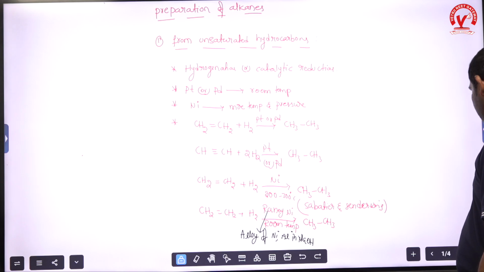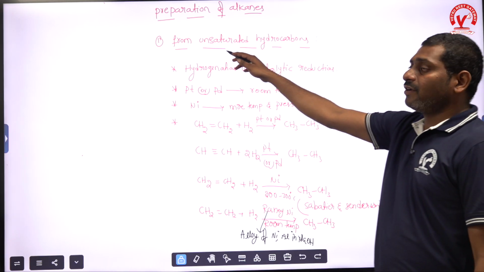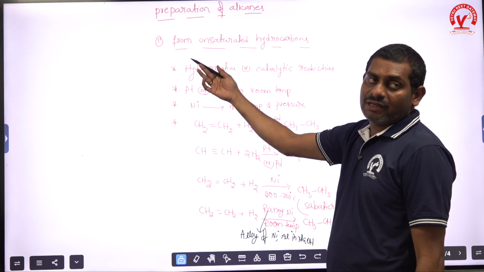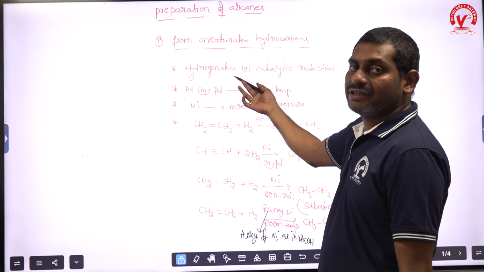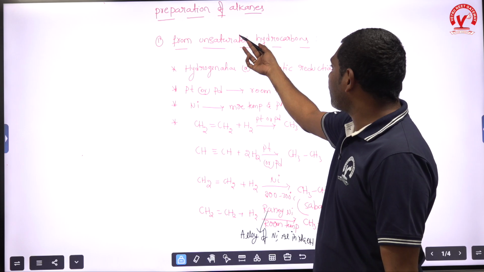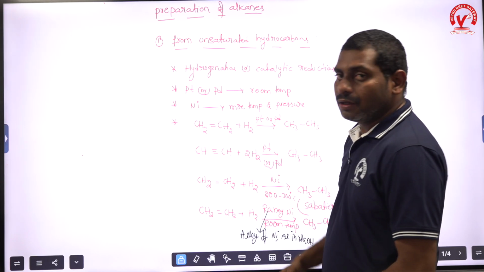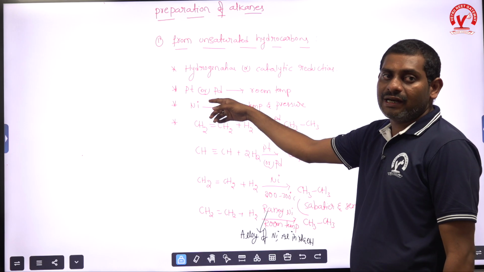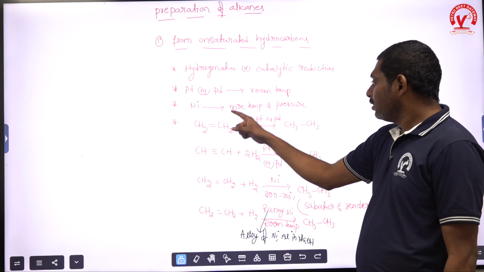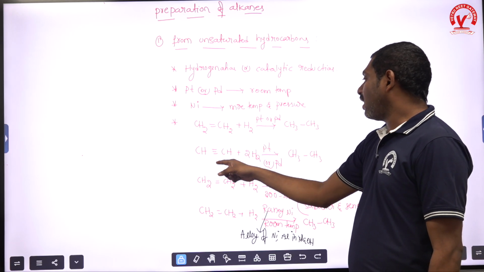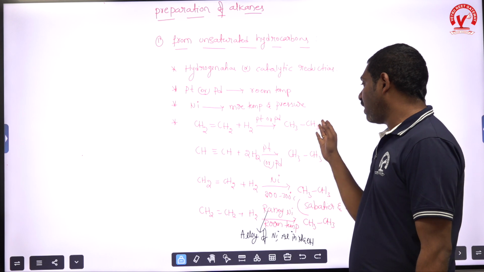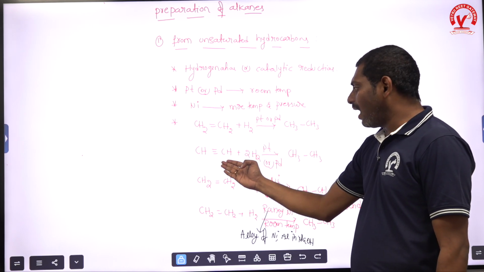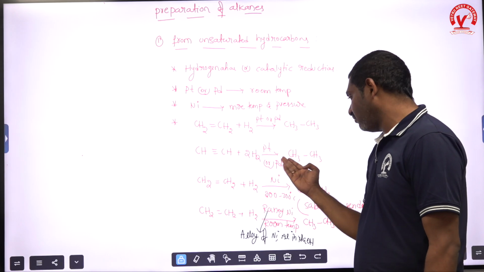So the first one is from unsaturated hydrocarbons. It is called a hydrogenation process, a catalytic reduction, because addition of hydrogen is called a reduction. In presence of a catalyst, it is a catalytic reduction. If you use platinum or palladium, room temperature is enough. If you use nickel, high temperature is required. Alkenes and alkynes in presence of hydrogen form alkanes. For alkenes 1 mole of hydrogen is enough, and for alkynes 2 moles of hydrogen are required.